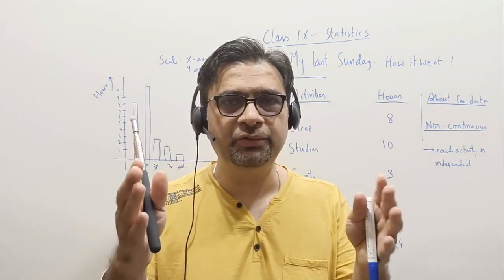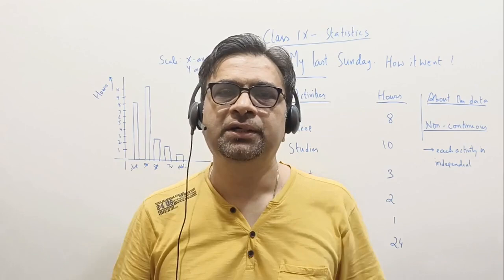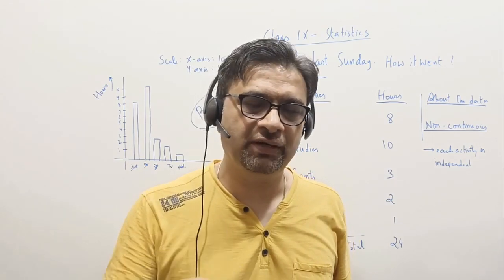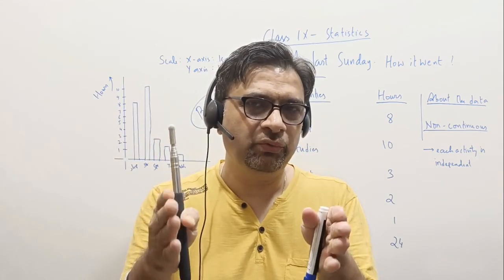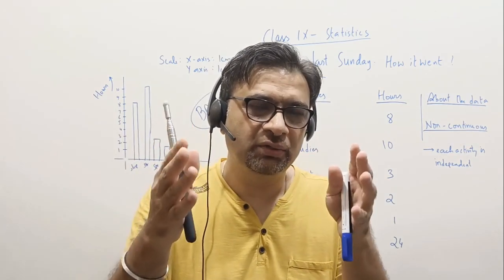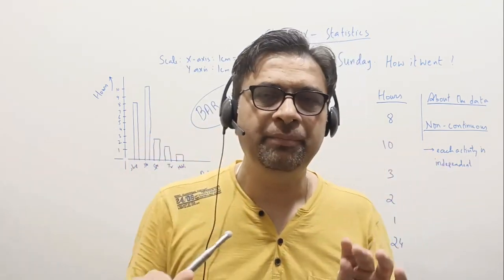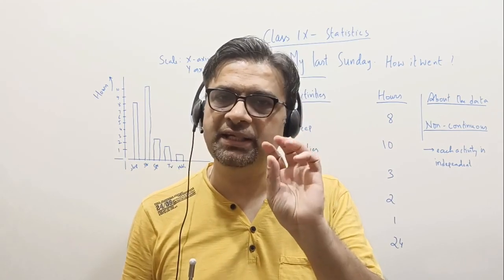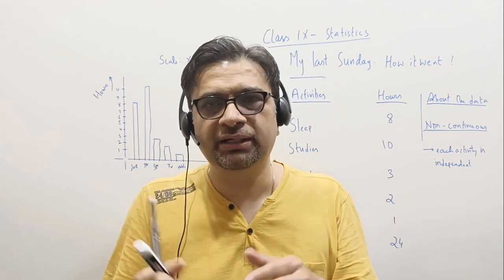What we mean by continuity will be explained in greater detail when we go on to the next statistics object of class 9, that is histogram and frequency polygon. So just hold on for now. We'll come to that a little later and we will explain what we mean by continuous data. But overall, just take it this way, that every activity is independent and there is no continuity from one to the other. So this is called non-continuous data.